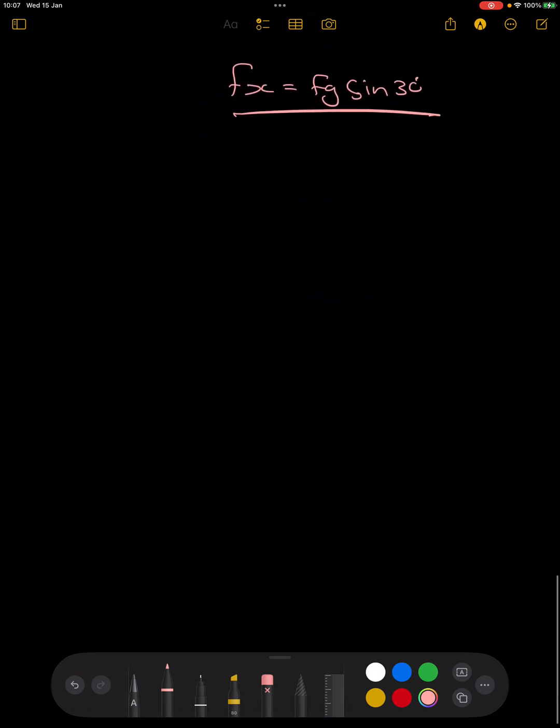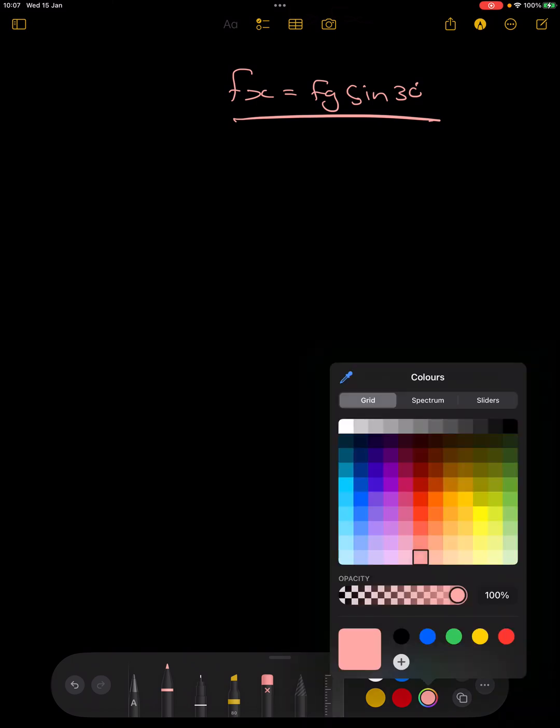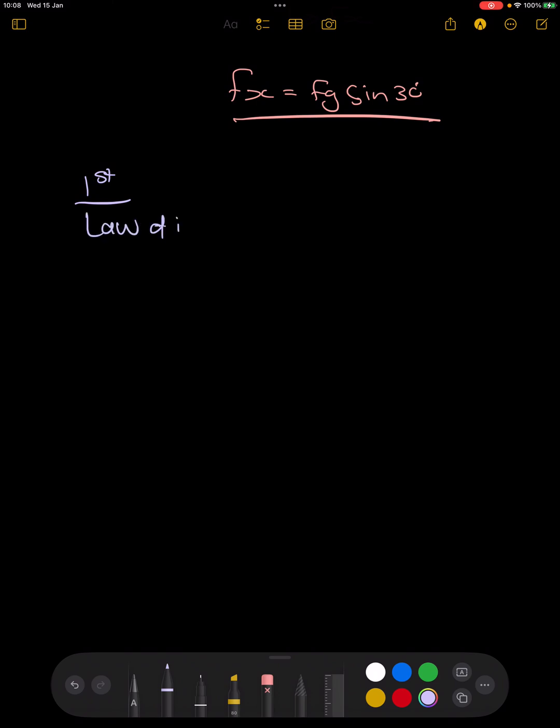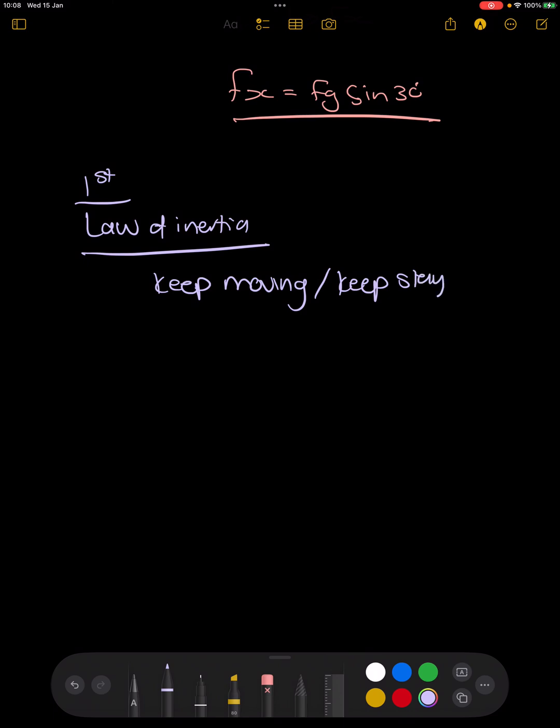Let's quickly go have a look at Newton's three laws of motion. The first law is the law of inertia. What this law says is that an object remains at rest or in uniform motion unless acted upon by an external force. So the law of inertia says that something is going to keep moving, or it's going to keep staying still, unless there is a force that acts on it.